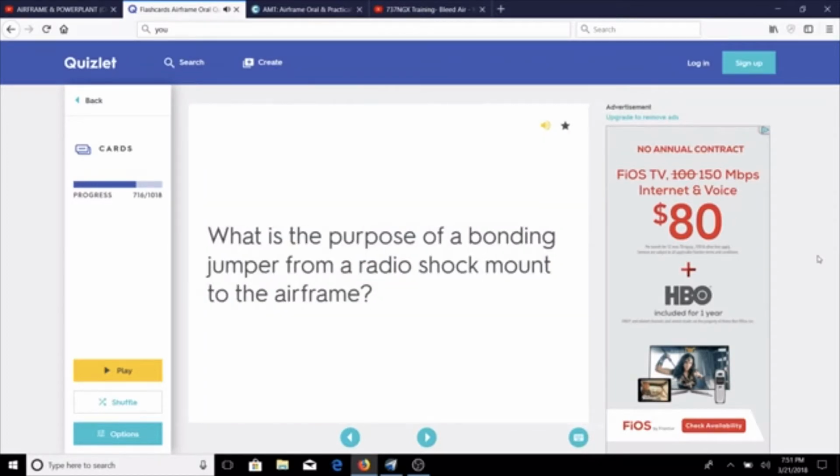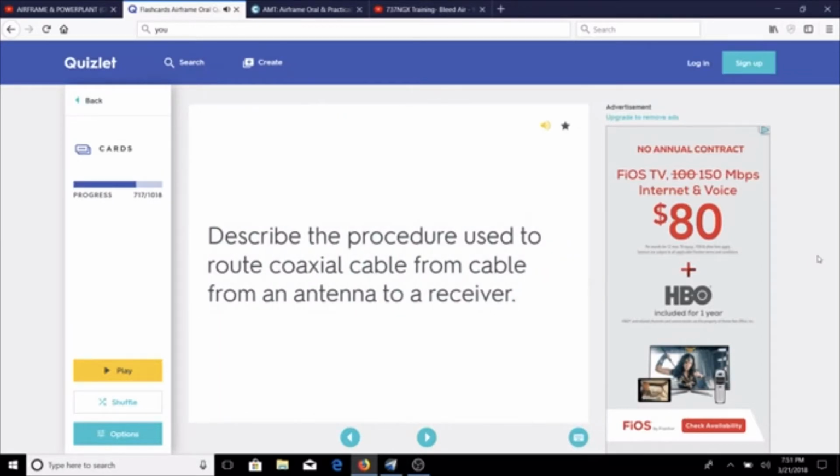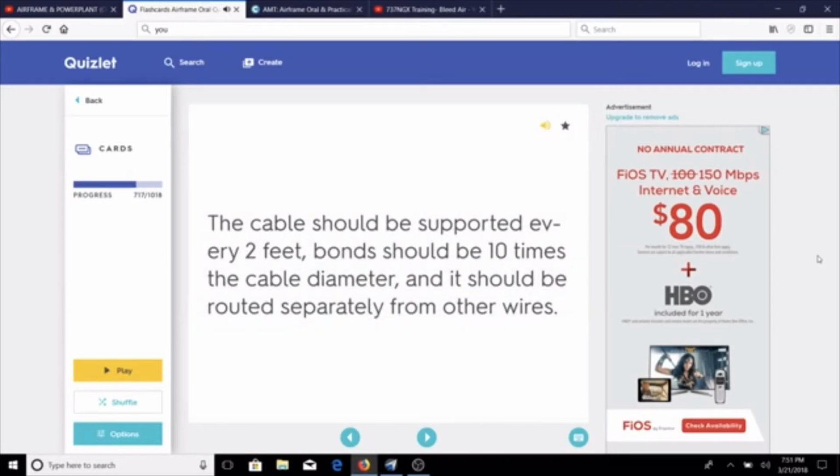What is the purpose of a bonding jumper from a radio shock mount to the airframe? To provide a low-impedance ground return. Describe the procedure used to route coaxial cable from an antenna to a receiver. The cable should be supported every 2 feet. Bends should be 10 times the cable diameter and it should be routed separately from other wires.